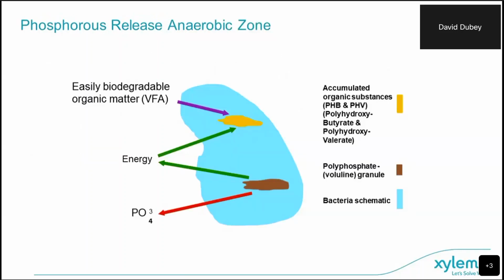So this just has a little diagram of what's occurring. If you're in an anaerobic basin, the phosphate absorbing organisms will absorb those VFAs and release some phosphates. And they accumulate these organic substances as PHB and PHV, or polyhydroxybutyrate and polyhydroxyvalerate.